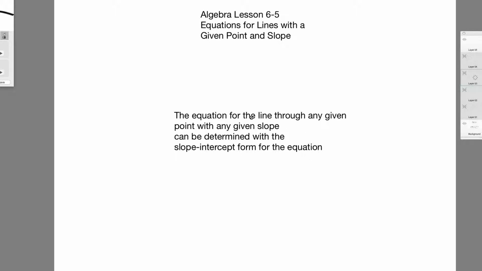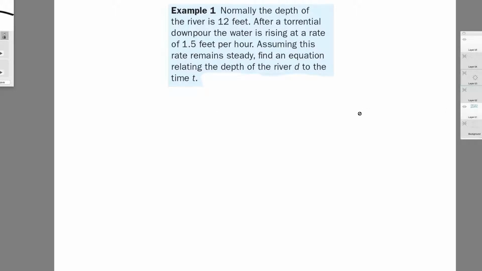The equation for the line through any given point with any given slope can be determined with the slope-intercept form for the equation. As we're going to find, it also can be determined with other forms of the equation, and we'll show you how that could work out. Let's take a look at our first example.